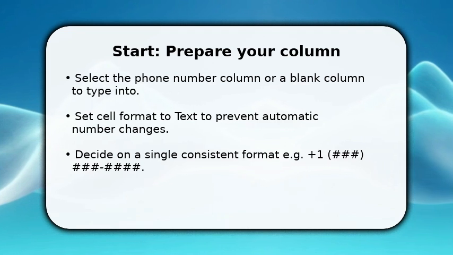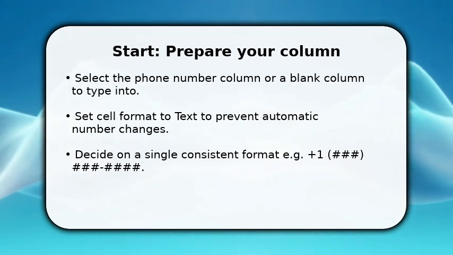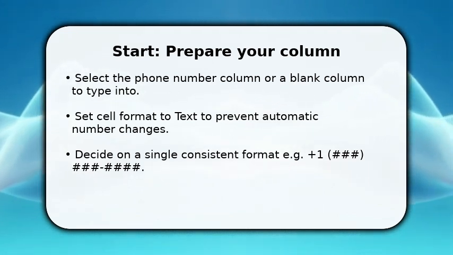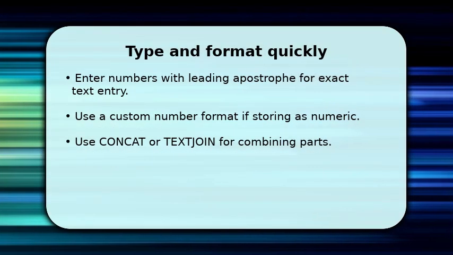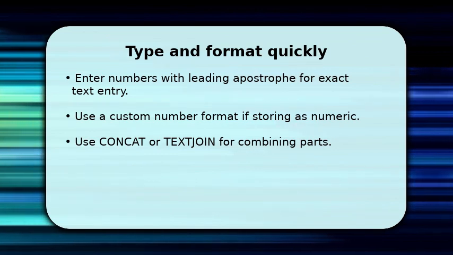Use a helper column if you need to preserve raw digits versus formatted display. You now type numbers using methods that enforce your chosen format. If you want exact text, start entries with an apostrophe. Excel treats them as text and preserves formatting.